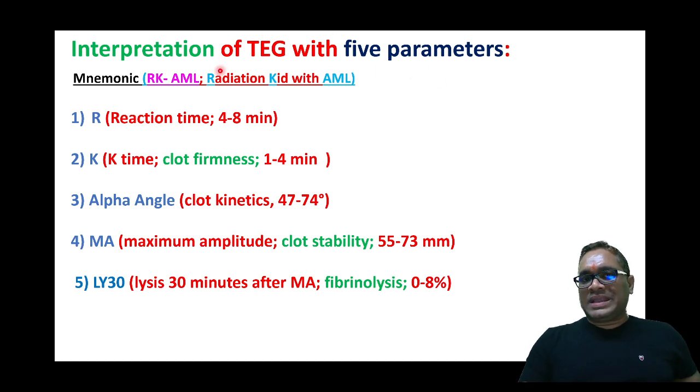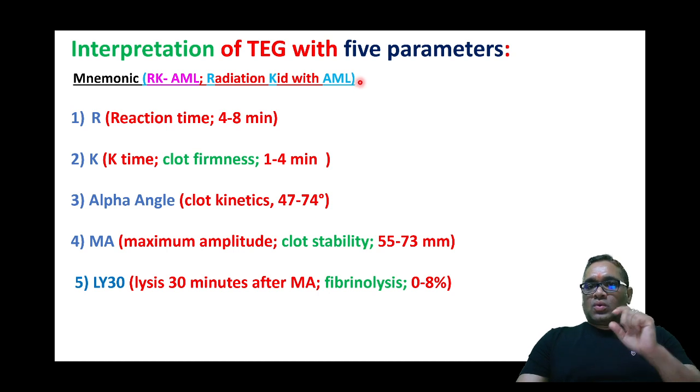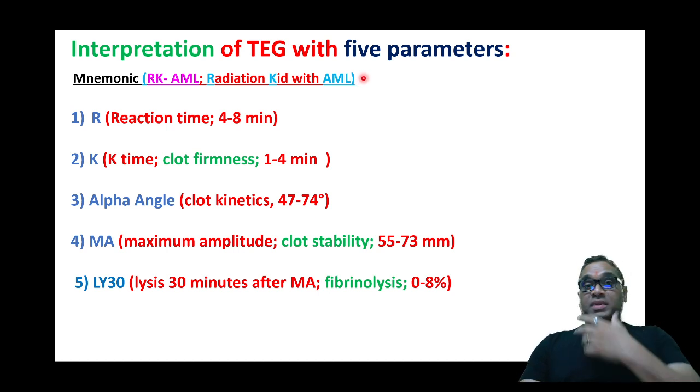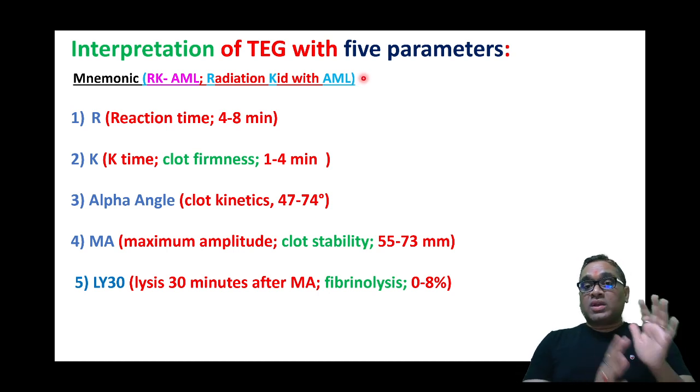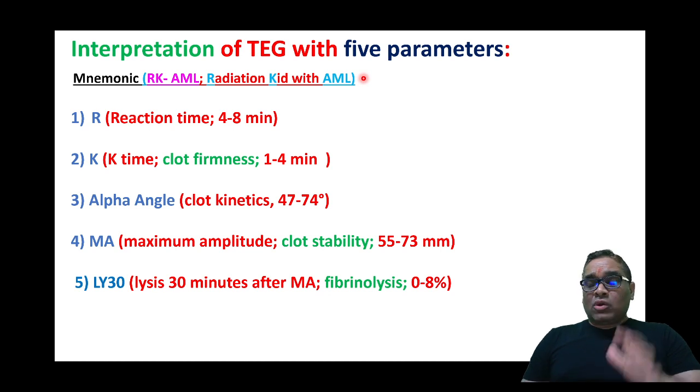The thromboelastogram contains 5 parameters. So remember, interpretation of TEG with 5 parameters. There are a total of 5 parameters which we measure in thromboelastography. How are we going to remember those 5 parameters? See, it's very important to remember the order of the parameters. Only then can you understand that thromboelastogram, that graph.